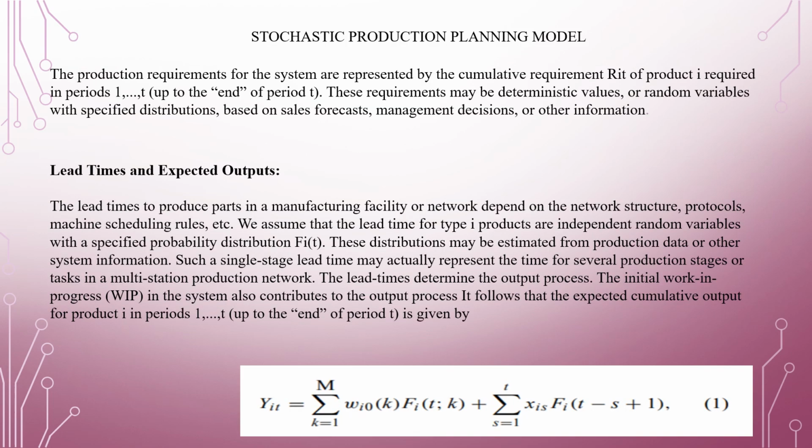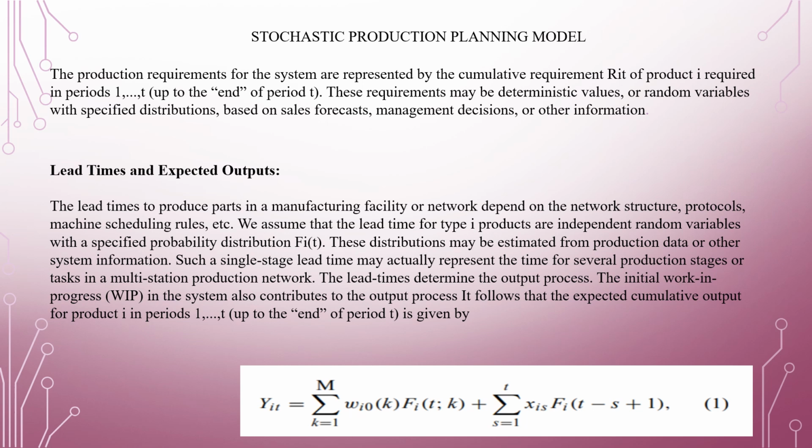First one is the stochastic production planning model. The production requirements for the system are represented by the cumulative requirement R_iT of product i required in periods 1 up to T. These requirements may be deterministic values or random variables with specified distributions based on the sales forecast, management decisions, or other information.